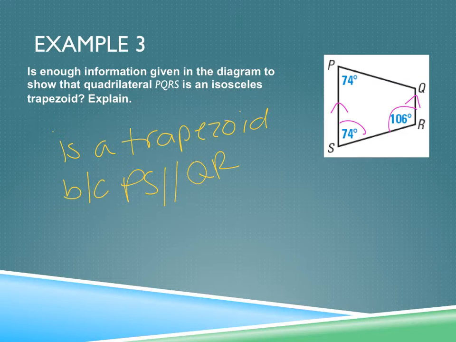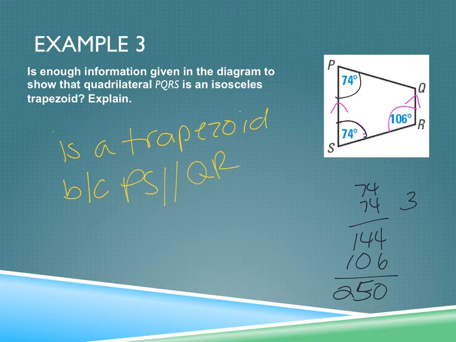So what's true about an isosceles trapezoid? Good. Are these base angles congruent? Yep. 74 equals 74, and if I added 74 and 74, 144 and 106, 250, subtract that from 360.